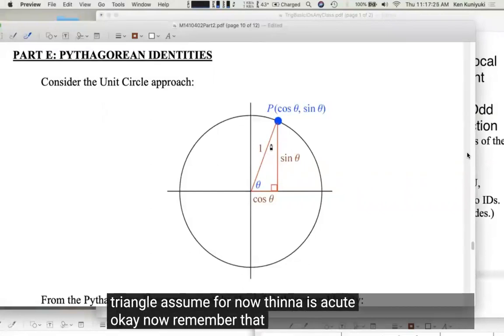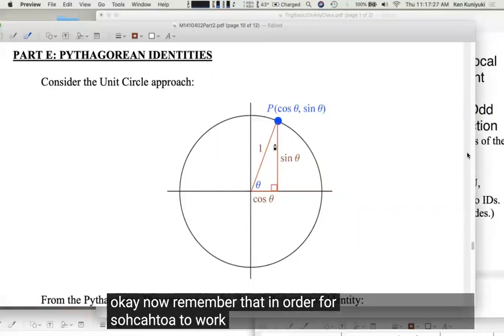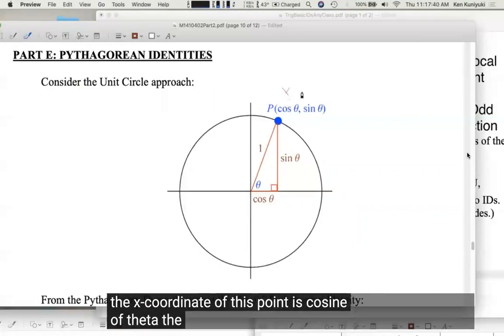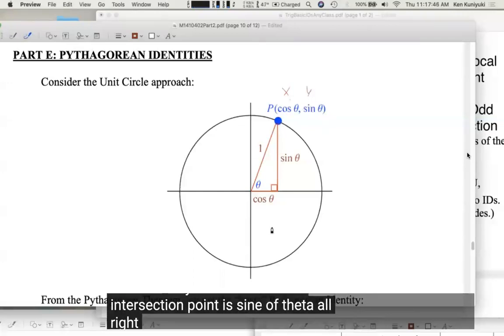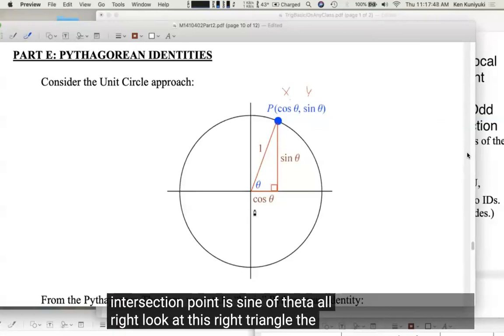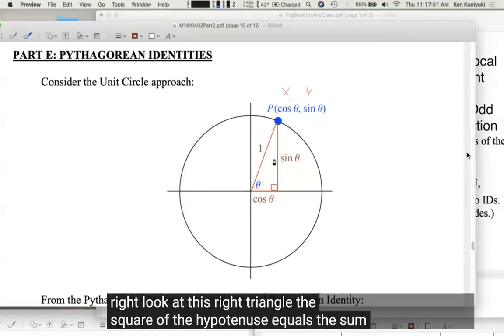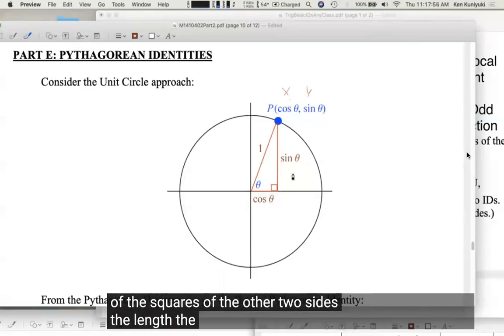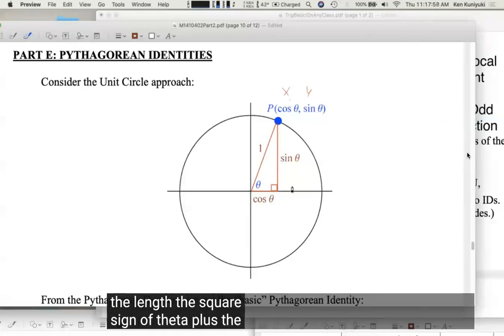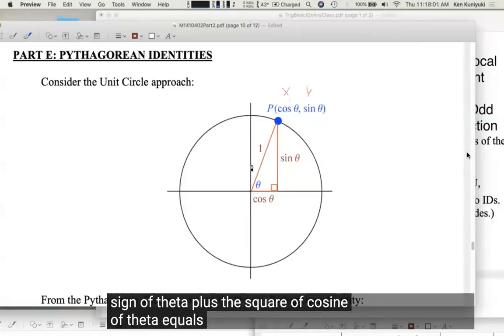Now remember that in order for Sohcahtoa to work, this side has to be sine of theta. In other quadrants, it could be negative as a signed length. This side here has to be cosine of theta. The x-coordinate of this point is cosine of theta. The y-coordinate of this intersection point is sine of theta. All right, look at this right triangle. The square of the hypotenuse equals the sum of the squares of the other two sides, the legs. The square of sine of theta plus the square of cosine of theta equals the square of 1.